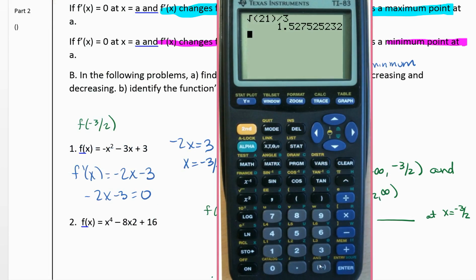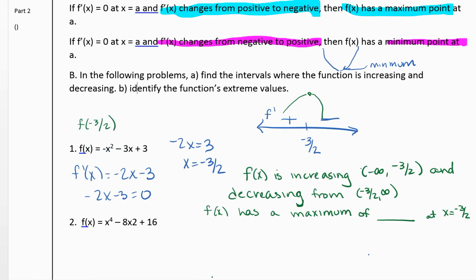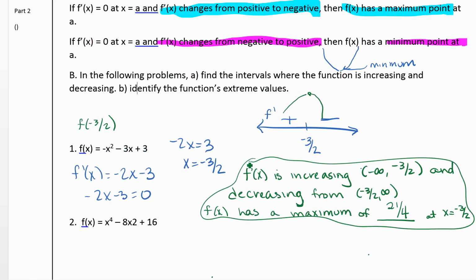So we're going to do negative, negative 3 halves squared, minus 3 times negative 3 halves, plus 3. Okay, so we get 5.25, which as a fraction is 21 over 4. So just by taking that first derivative and looking at it, we found out quite a bit about that parabola. We found where it's increasing, where it's decreasing, and what the maximum is.